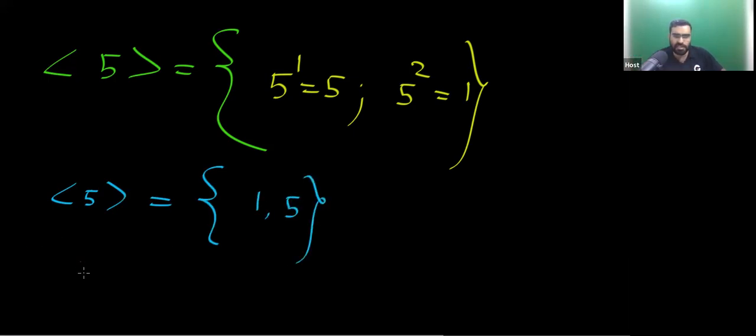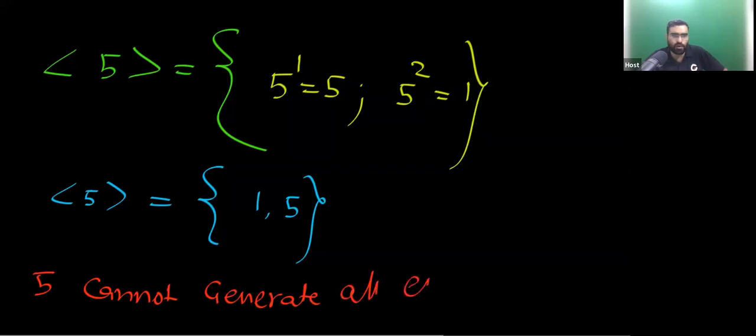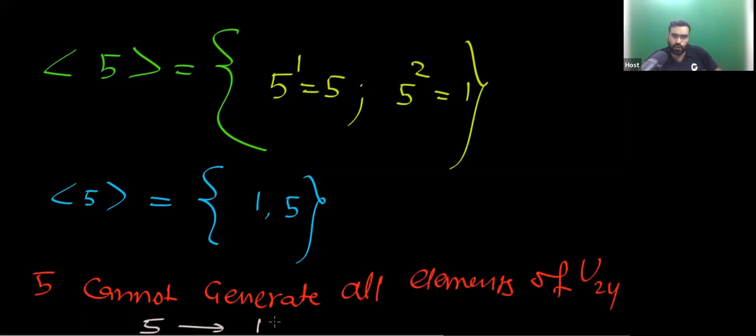So can I say 5 is the generator? See, 5 cannot generate the entire group. 5 cannot generate all the elements of U24. So that is the reason I can say 5 is definitely not a generator, because 5 cannot generate all the elements of U24.